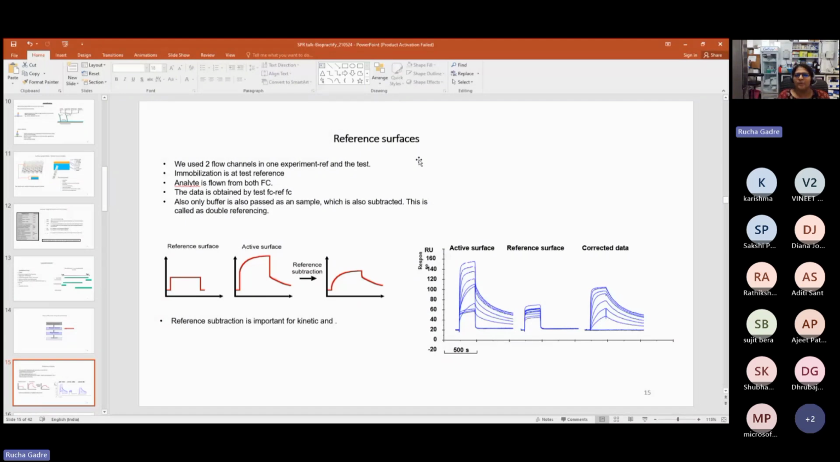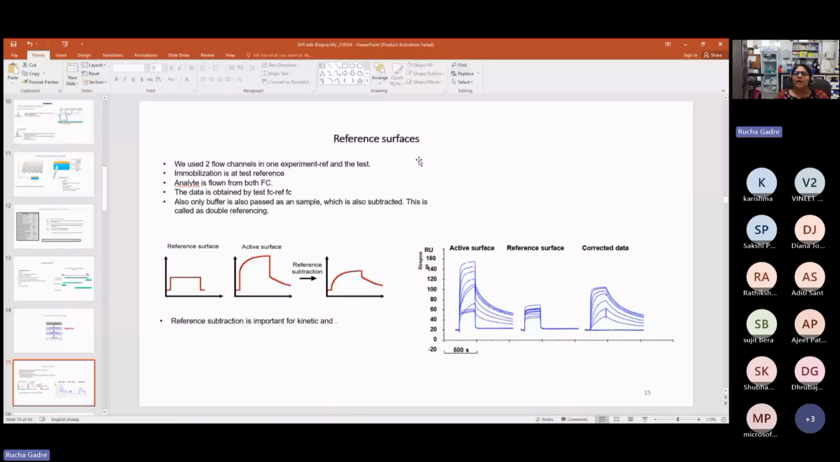For example, in our experiment, if we are using flow cell 1 and 2, flow cell 1 will be kept as a reference, and flow cell 2 is where we will immobilize our ligand. The analyte is flown over 1 and 2 both, and the data we will get is 2 subtracted by 1. That means we are subtracting the baseline. If something is binding non-specifically to the chip, we need to subtract that.